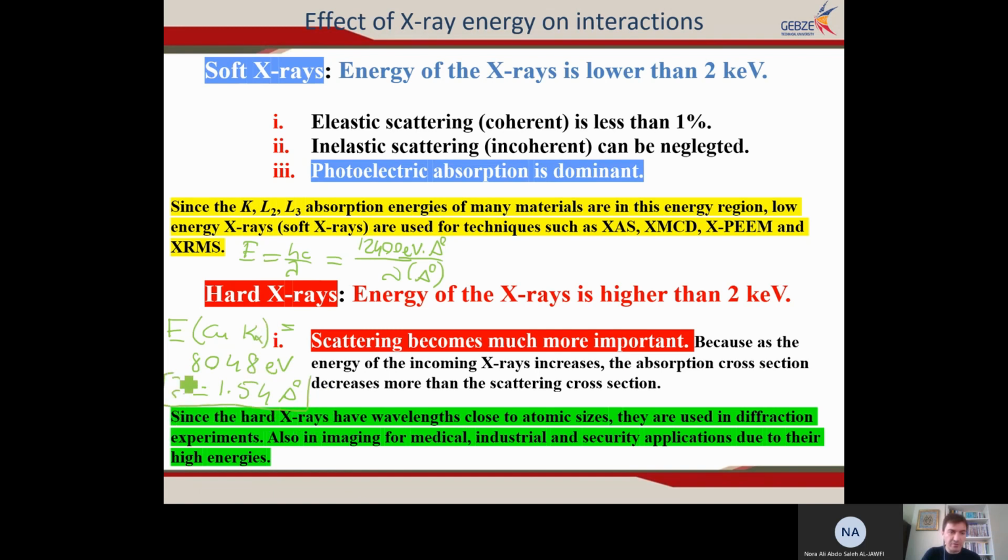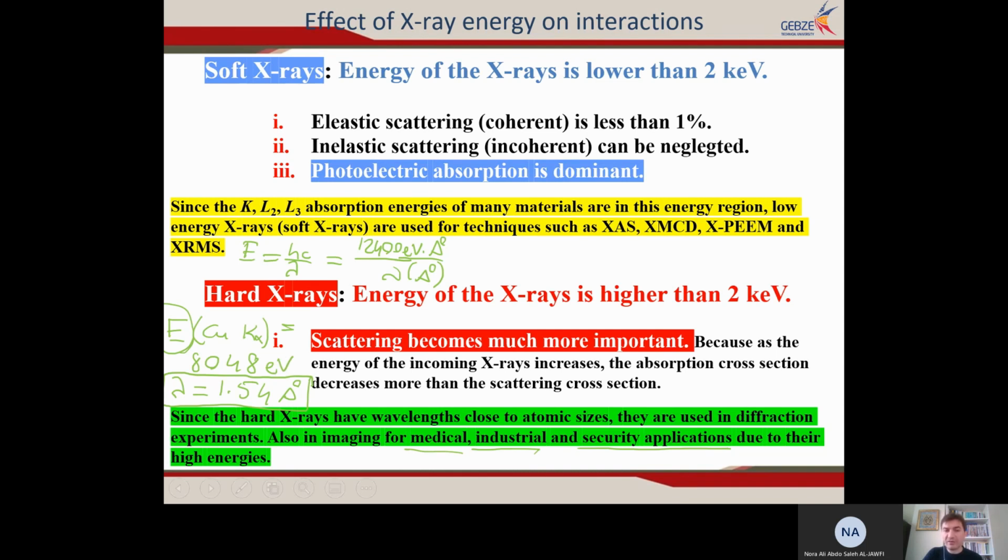What do you see here? The wavelength of the incoming X-rays is around the atomic distances, right? Around 1.5 angstrom, 2 angstrom. So then you can carry out diffraction experiments. We will go into detail later on. In addition to that, medical imaging, industrial imaging, and security applications in the customs and in the shopping centers are related to the transmission, okay? You have to transmit X-rays through the material.